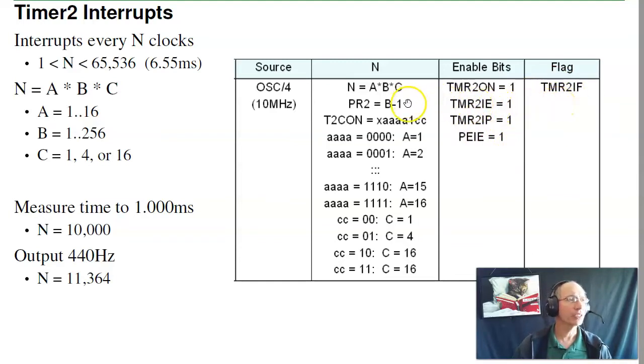The condition for the interrupt is that I interrupt every n clocks, where n is a times b times c. A is a number between 1 and 16, stored in T2CON. B is a number from 1 to 256, stored in PR2. And C is a number, 1, 4, or 16, also stored in T2CON.